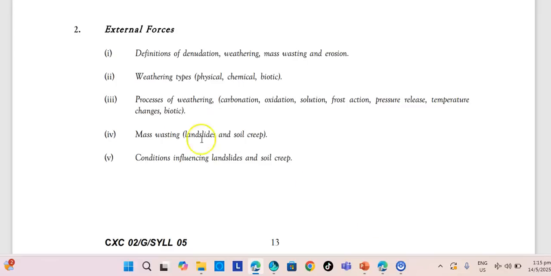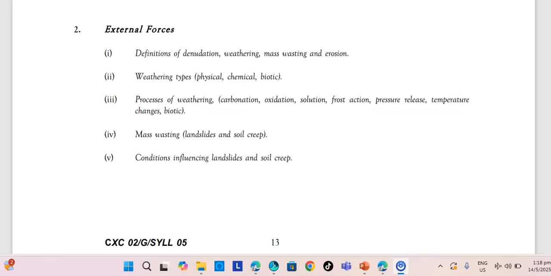So the first thing we're going to look at is the definitions of the words. What is denudation? Denudation is the wearing away and removal of the Earth's surface over time. It includes all the natural processes that break down rocks and shape the land. Now, what is weathering? Weathering is when rocks break down into smaller pieces because of wind, rain, heat, or plants. It does not move the rock, it just breaks it apart.